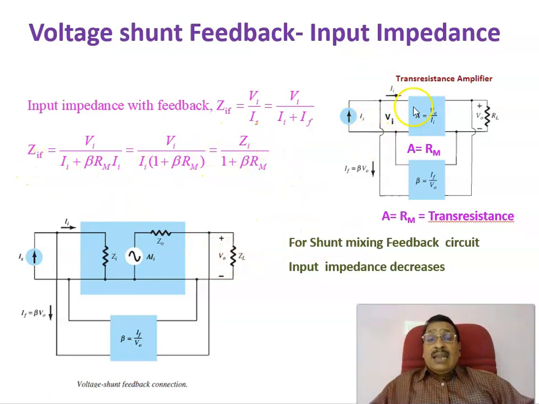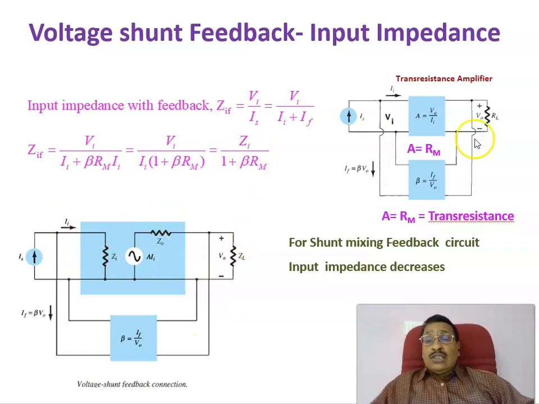Therefore, for a shunt type of mixing in the feedback circuit, the input impedance is decreasing from Zi to Zi divided by 1 plus beta Rm. Rm is called the trans resistance, and beta is the feedback factor. Zi is the impedance without feedback.